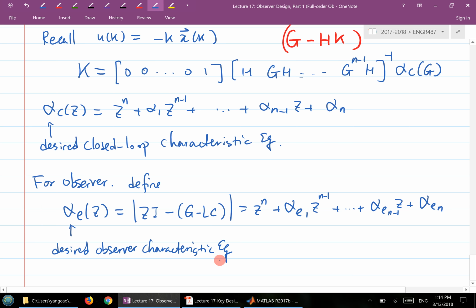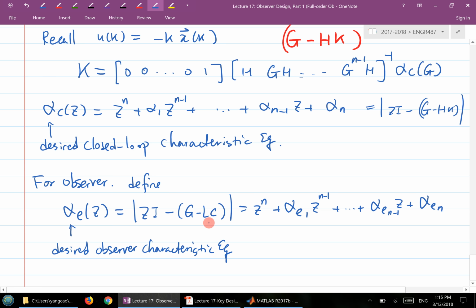So this alpha C is ZI minus G plus HK. That's the desired closed loop, and this is the desired observer. So whatever your L is, you choose a pole. A pole here, we'll look at an example later. And then you can come up with a desired polynomial here based on the choice of L.